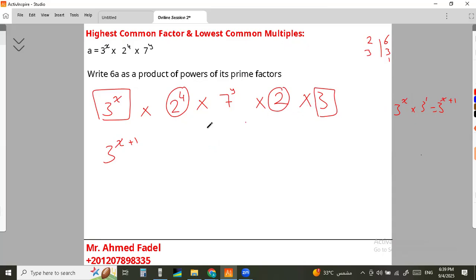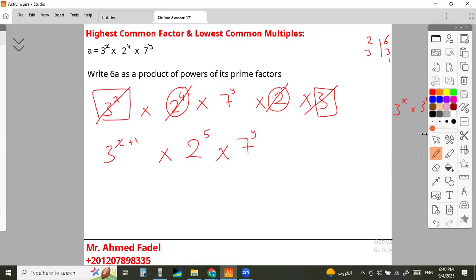Done with the 3. What about the 2, mister? All right, it is times 2 to the power of 4 plus 1, because it's 2 to the power of 4 times 2 to the power of 1, which means 2 to the power of 4 plus 1, 2 to the power of 5. Now I finished this. I don't need you to cross them out in the homework, but just for you to see, I have only 7 to the power of y left. That's it. Thank you so much, and see you in another video.